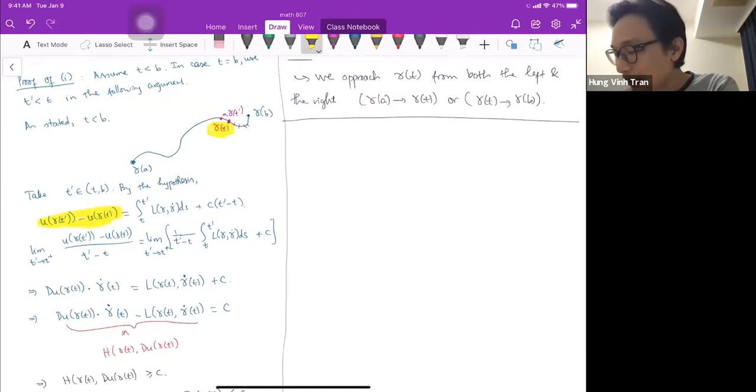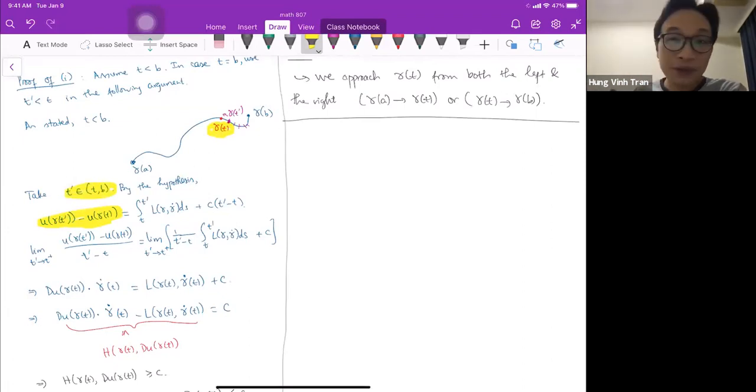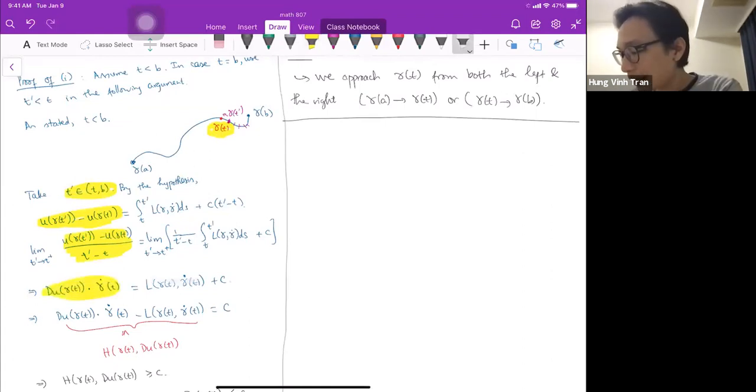In this case, if t is less than b, then I approach gamma t from some t prime greater than t and approaching t. Because I know it's differentiable, I can take this difference quotient. I let t prime go to t, and by chain rule it's equal to this one. On the right hand side, I can use the mean value theorem to get this.